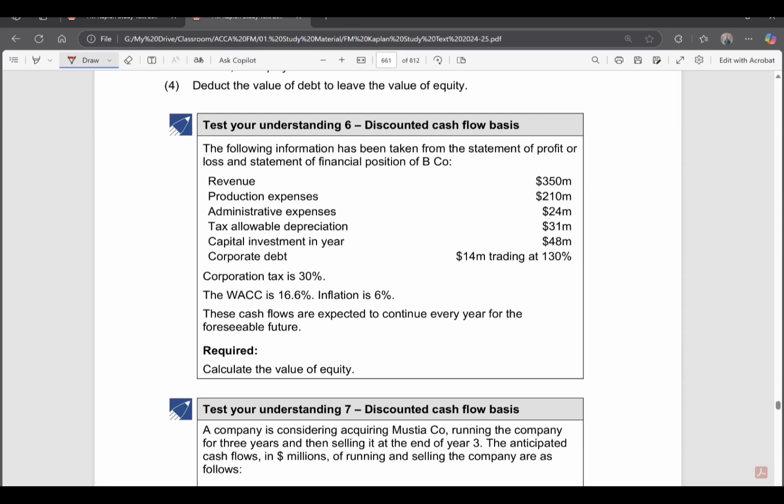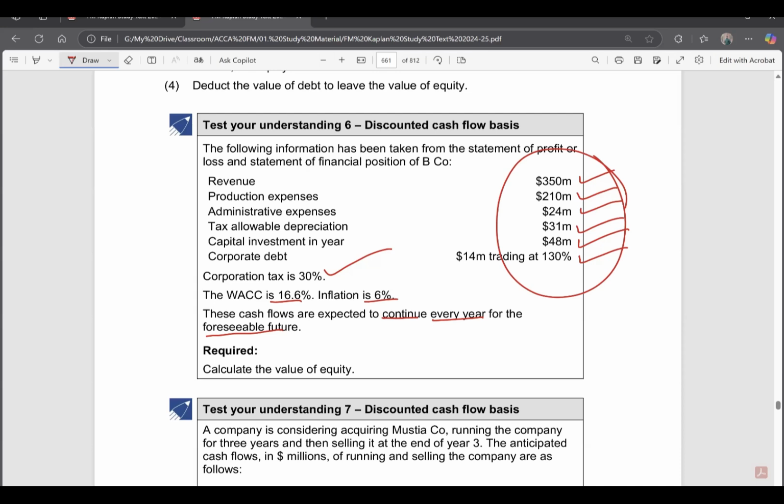The following information has been taken from the statement of profit or loss and the statement of financial position. We have revenues, production expense, and administrative expense, so definitely we subtract. We have tax allowable depreciation, the same as we learned before in investment appraisal. We have capital investments, this is our capex. We have corporate debt information, tax rate, VAT, and inflation. The cash flows are expected to continue every year for the foreseeable future. We believe these cash flows will remain the same every year.